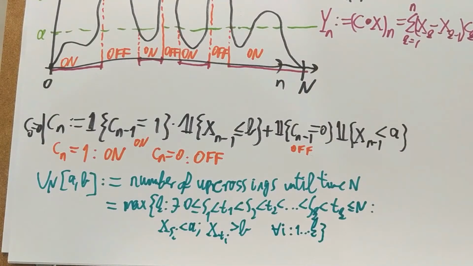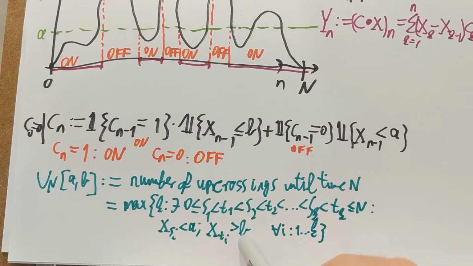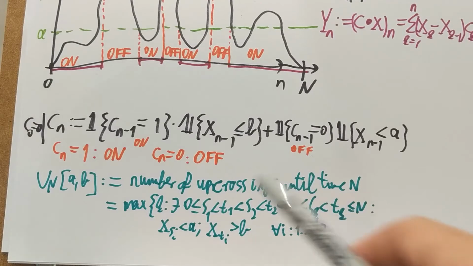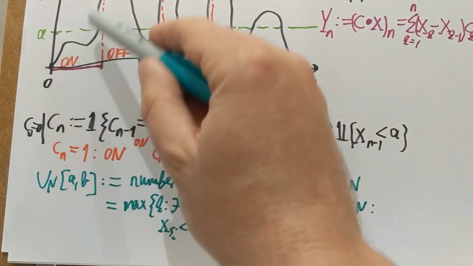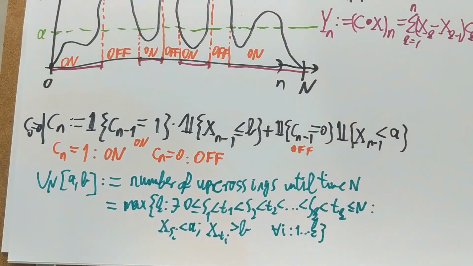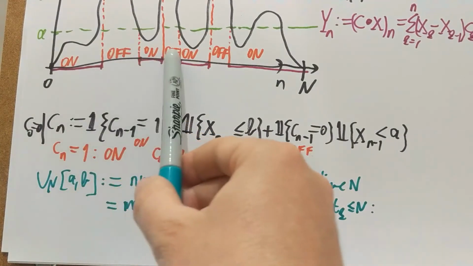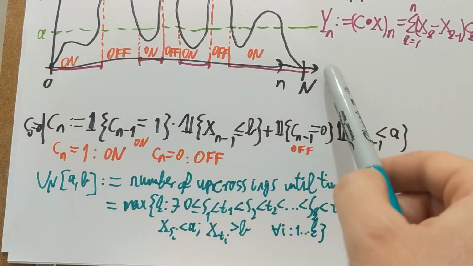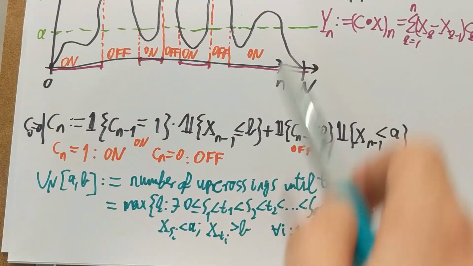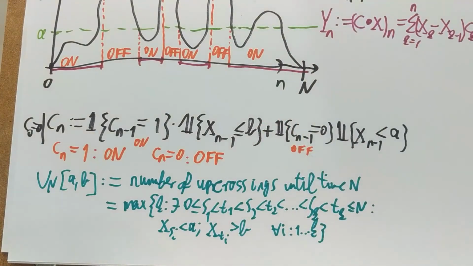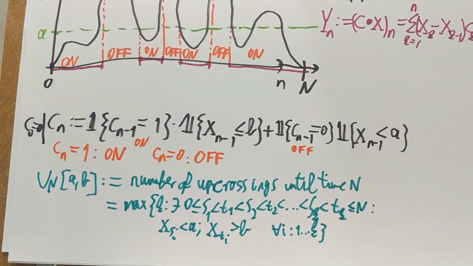Whenever I can have a time interval such that the process starts from below A and goes above B, I'm counting that, and I want to count everything, so that's why I take a maximum. The maximum number of intervals I can divide this into such that I start from below A and end up above B. In this picture it's going to be 1, 2, 3 upcrossings. I'm not counting the last one because the condition assumes that x of t_i is larger than b, and that doesn't hold for the last one. So this is the number of upcrossings.